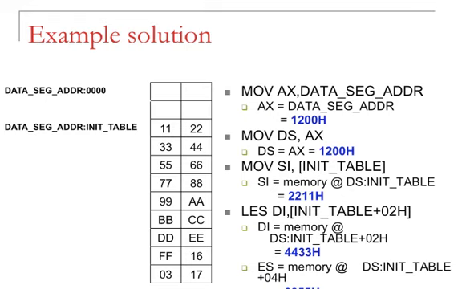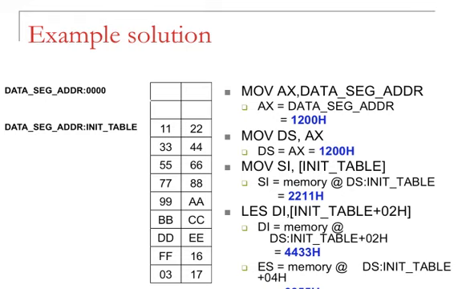Alright, let's look at the solution. The first instruction is MOV AX, DATA_SEGMENT_ADDR. We know from the previous slide that this data segment address is actually 1200 in hexadecimal. So after the first instruction, AX will have the value 1200. And then we have MOV DS, AX. That instruction will copy the value of AX, which is 1200, into DS.